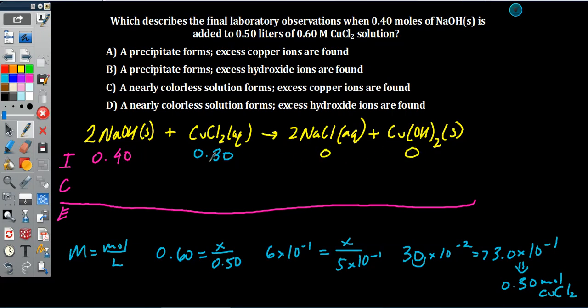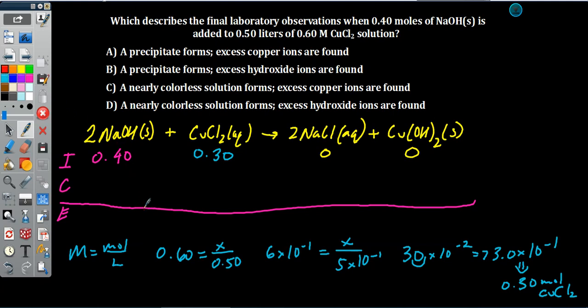As I think about determining which of these is the limiting reactant, I'm going to take my number of moles and I'm going to divide each of them by their respective coefficient. So 0.30 divided by 1 is 0.3, 0.40 divided by 2 is 0.2, and that gives me 0.2, which is smaller, making this my limiting reactant.